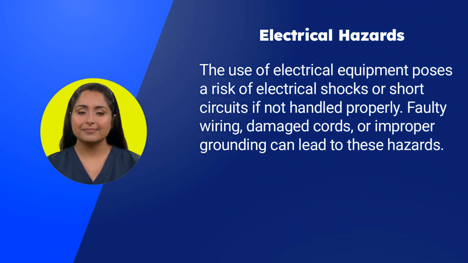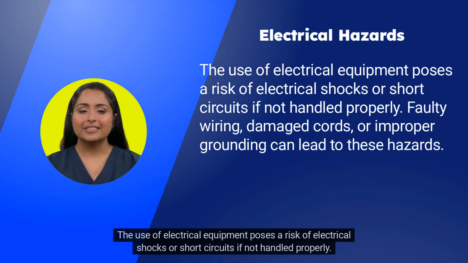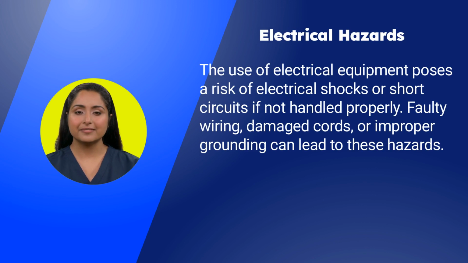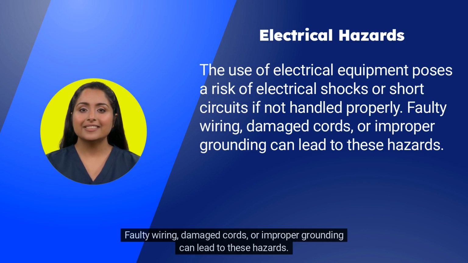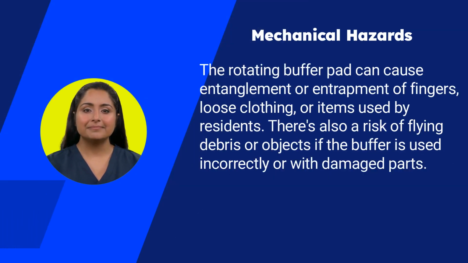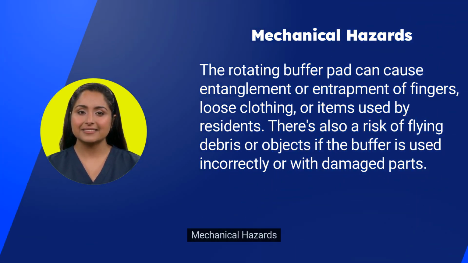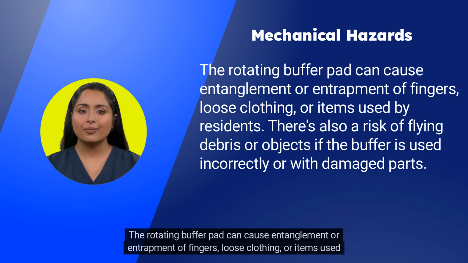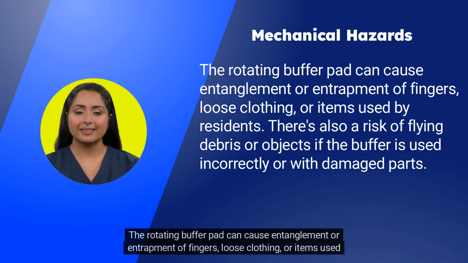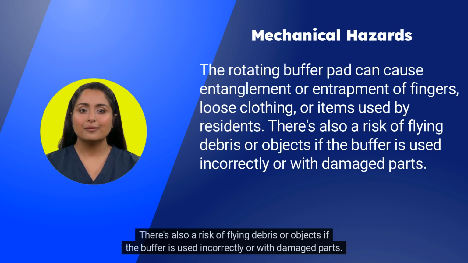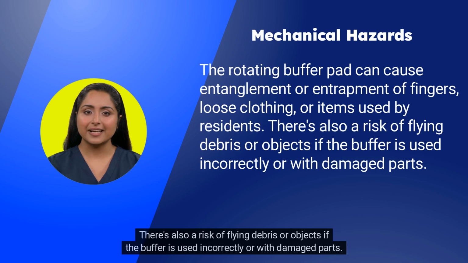Electrical hazards. The use of electrical equipment poses a risk of electrical shocks or short circuits if not handled properly. Faulty wiring, damaged cords, or improper grounding can lead to these hazards. Mechanical hazards. The rotating buffer pad can cause entanglement or entrapment of fingers, loose clothing, or items used by residents. There's also a risk of flying debris or objects if the buffer is used incorrectly or with damaged parts.